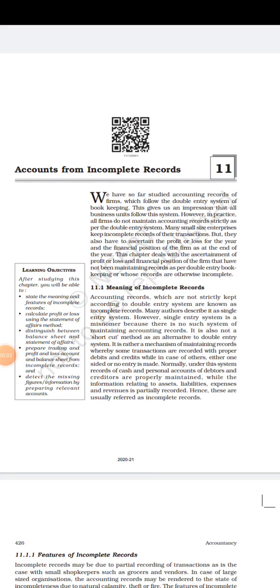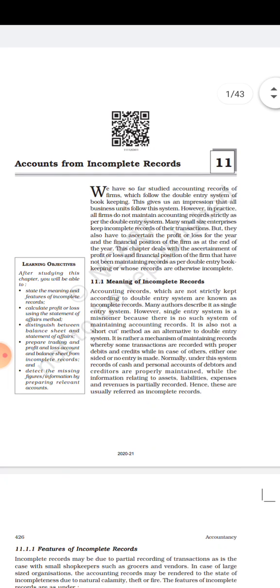Next chapter, accounts from incomplete records. Meaning of incomplete records. Accounting records which are not strictly kept according to double entry system are known as incomplete records. It is not a shortcut method as an alternative to double entry system.